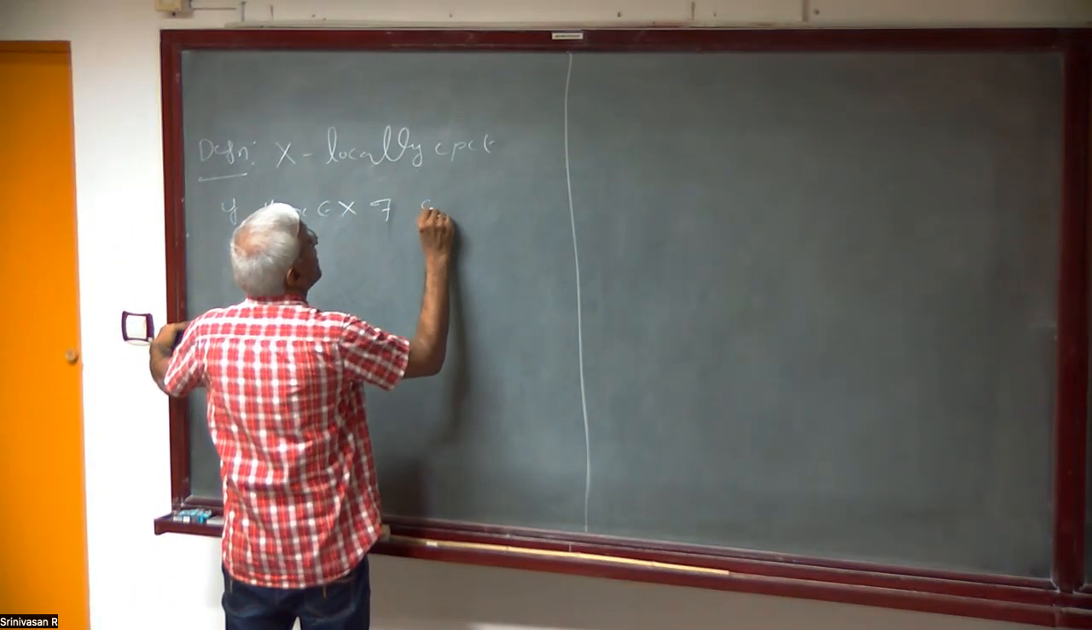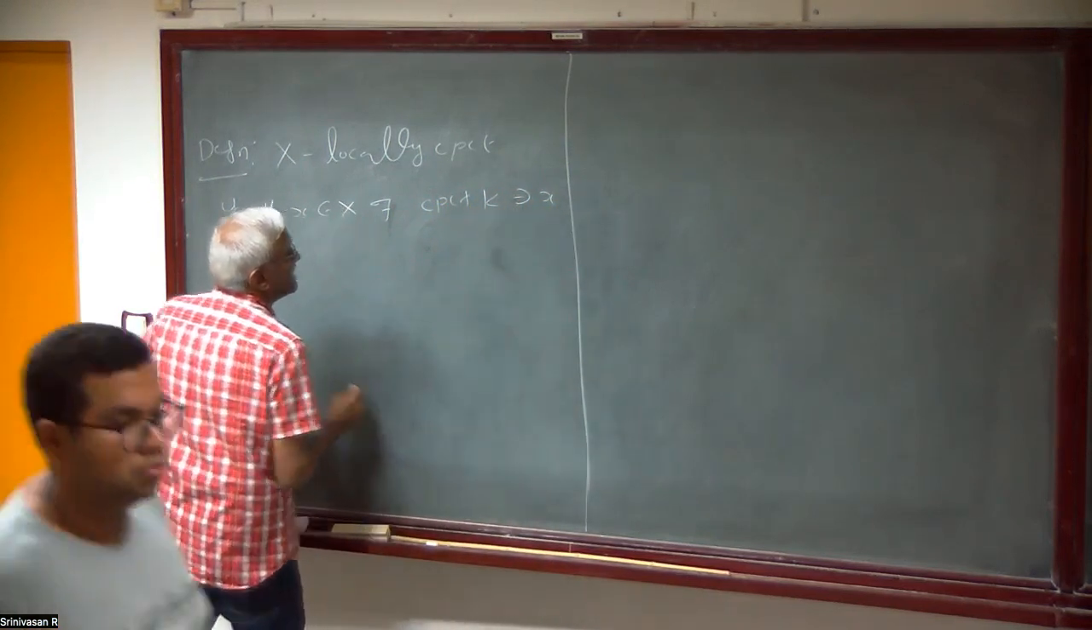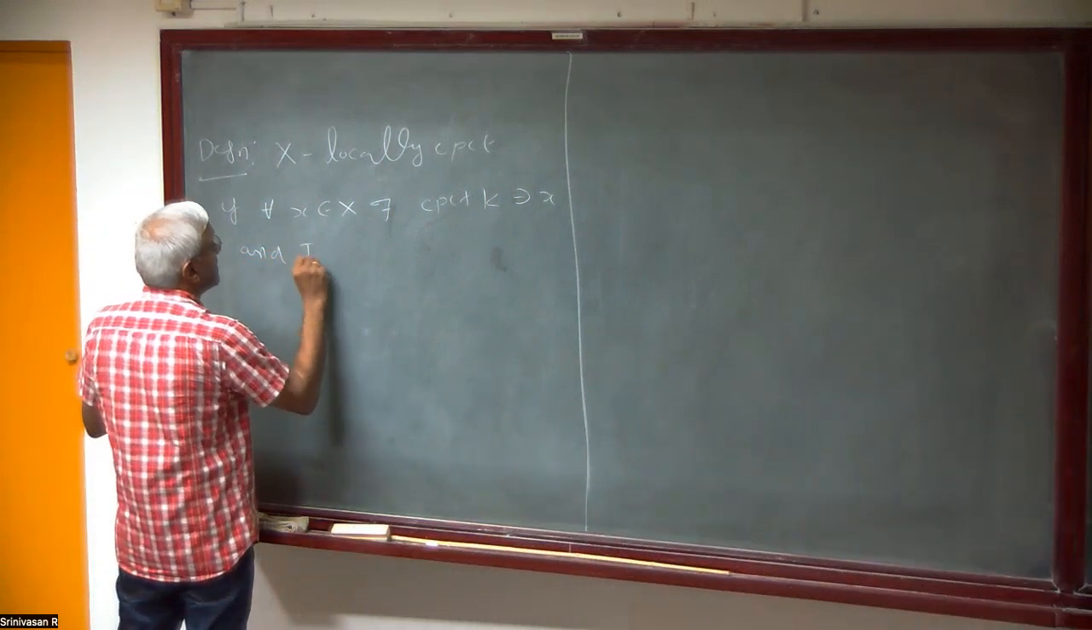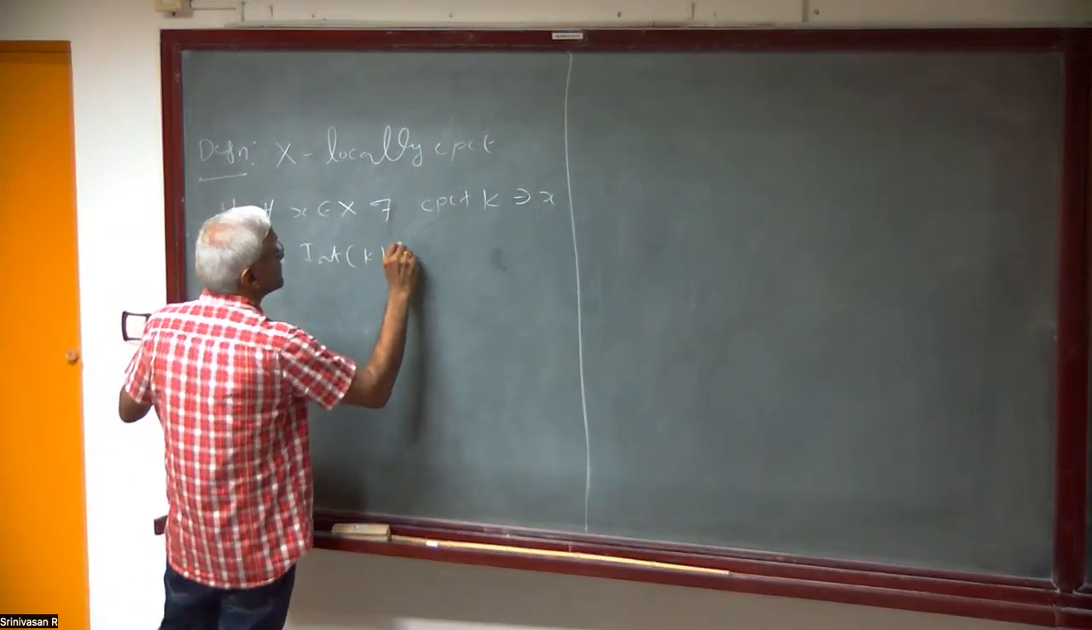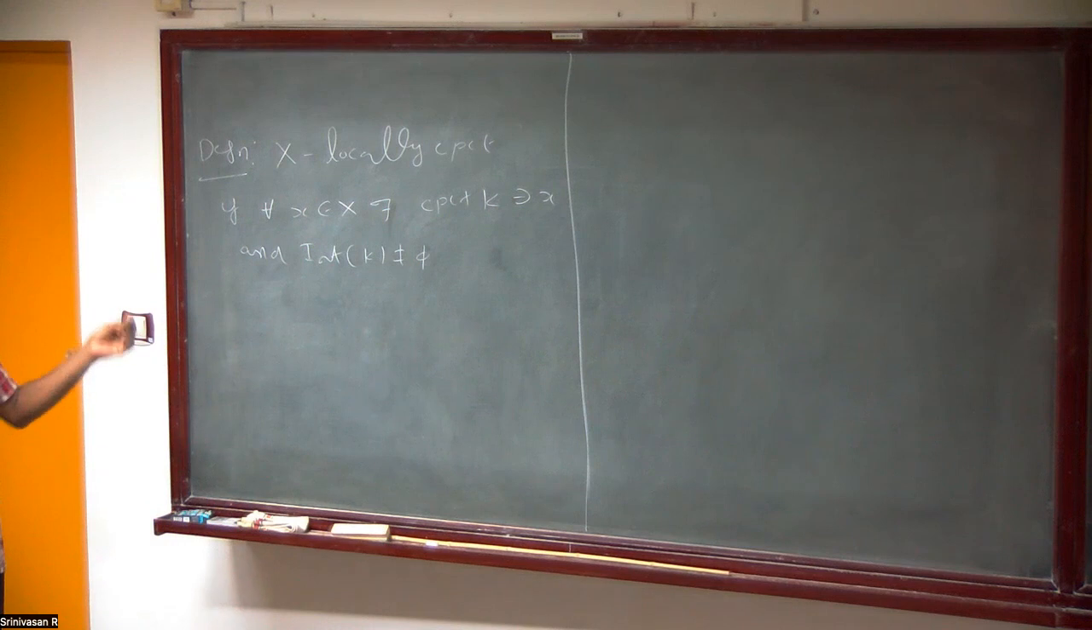There exists a compact K which contains x, and the interior of K is non-empty. That's also fine: there exists a compact neighborhood with non-empty interior. Or you can assume that there exists an open ball or neighborhood around x whose closure is compact. So for a normed linear space, this is equivalent to saying all open balls are compact.